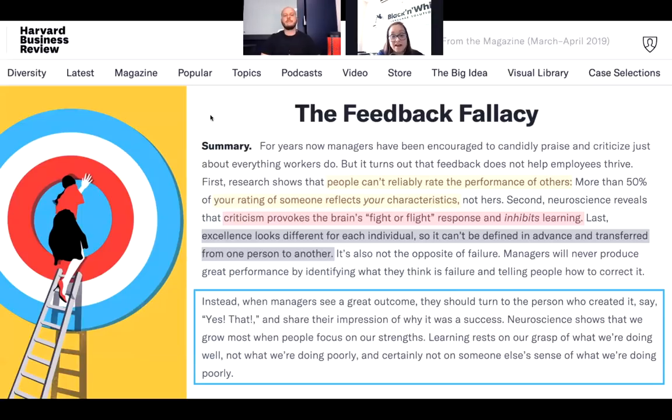Mm-hmm. Instead, when managers see a great outcome, they should turn to the person who created it, say, yes, that, and share their impression of why it was a success.